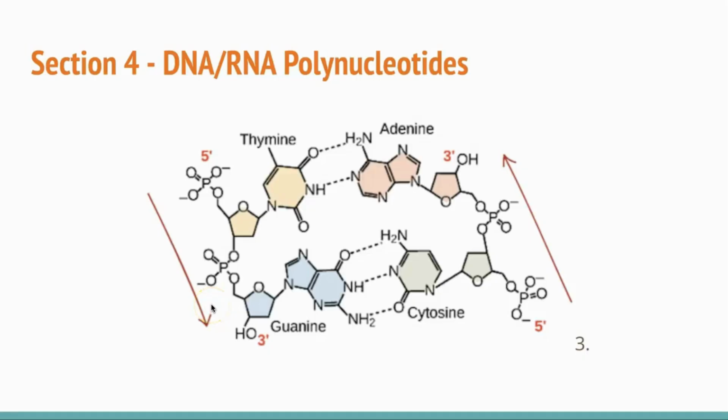DNA runs anti-parallel to itself, meaning that what is designated as the 5' strand is always on the left and the 3' strand is always on the right. And genetic code is always read 5' to 3'. So here on the left we can see 5' to 3', and here on the right we can see 5' to 3'.